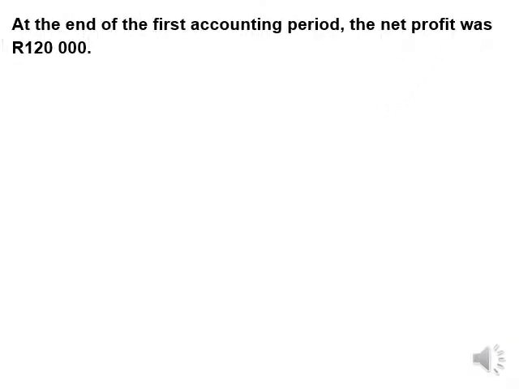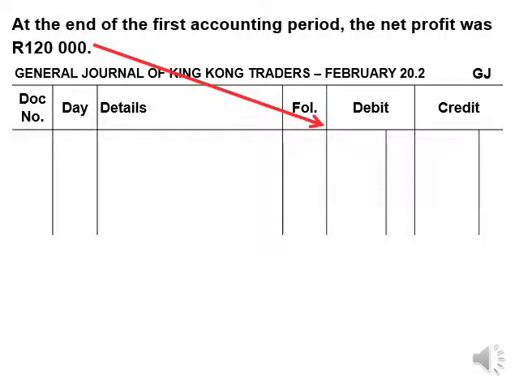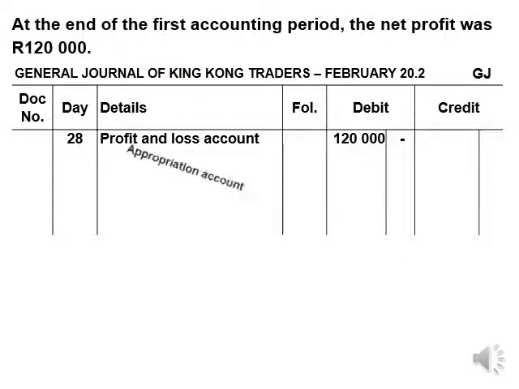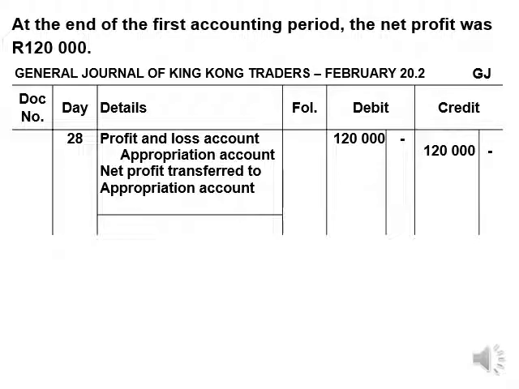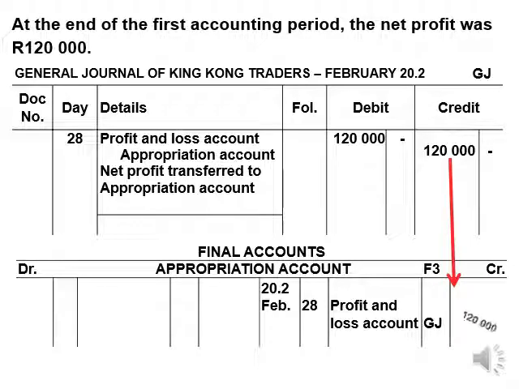At the end of the first accounting period, the net profit was 120. So that means as part of the closing transfers, we will debit the profit and loss account with 120 and credit the appropriation account with 120. That is now to transfer the net profit to the appropriation account, where we will now do the splitting of the profit. The entry on the credit side of the appropriation account of 120 represents the net profit.